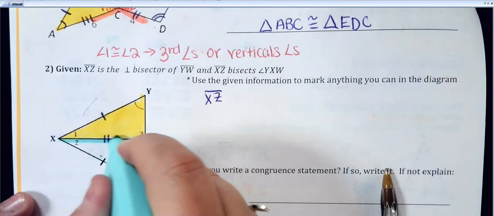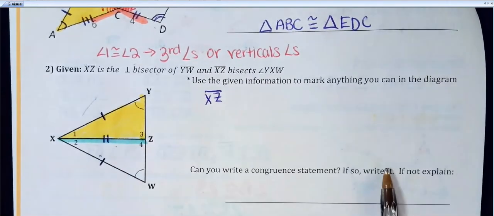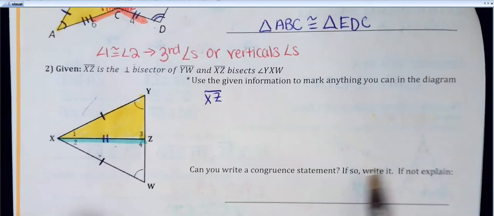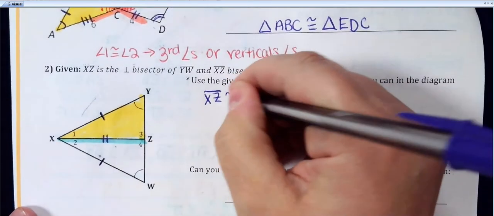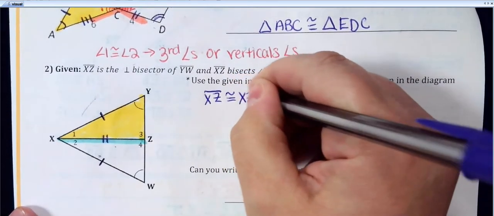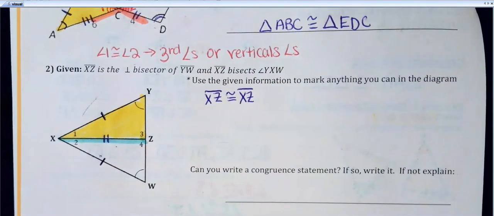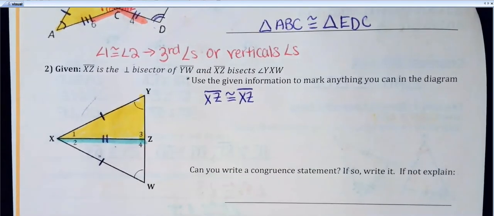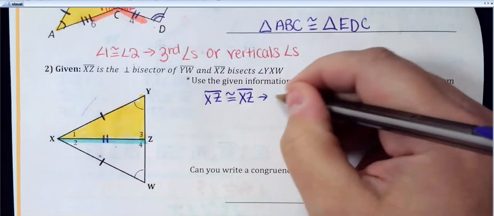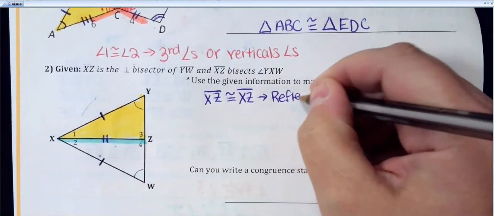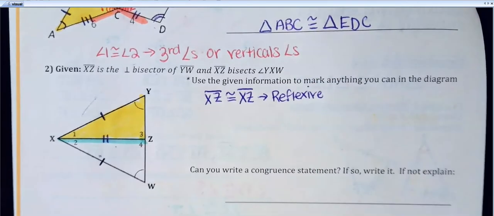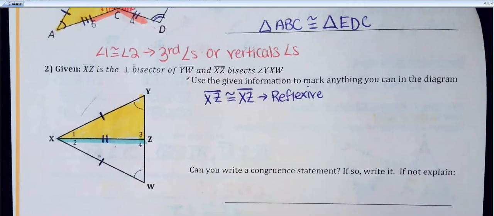That side actually is in both of the triangles. It's in the yellow triangle and it's in the white triangle. And XZ, since it's the same segment in both, I'm going to make a statement for my side pair here that they're congruent to each other because they're in both. The defense for that is called the reflexive property. So that's another set of sides. I know it's really just one side, but it's in both triangles.